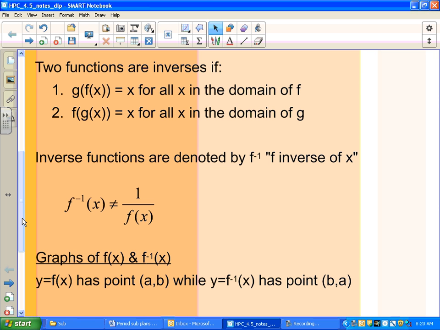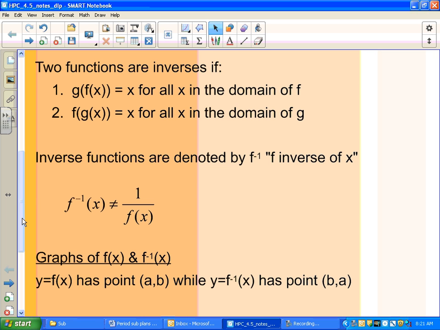We get a result of x. Then we switch the roles, and now we composite g into f. So f of g of x. We also get an x. Then we have two inverses. So we're going to see an example of that here in just a little bit.